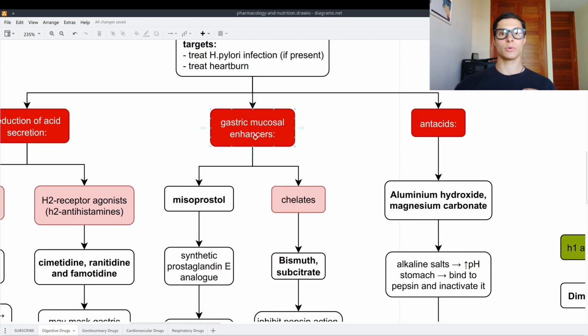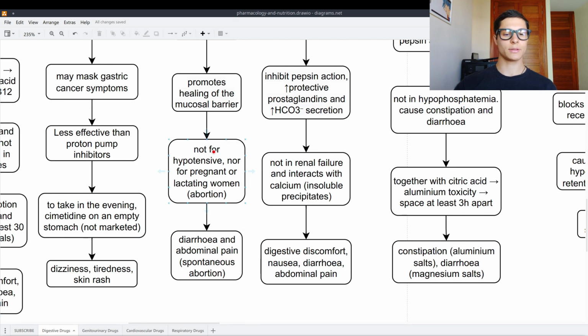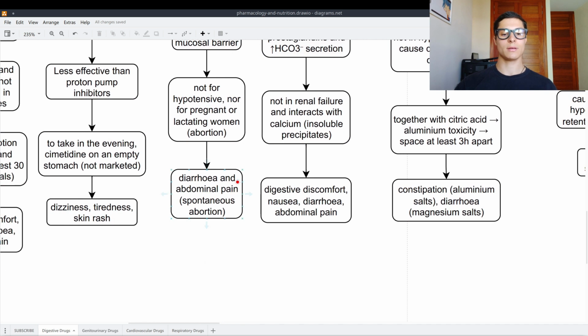Enhancers of the gastric mucosa. We have the misoprostol, which is a synthetic prostaglandin E analog, and it promotes healing of the mucosal barrier. This drug is not recommended for hypotensive people, nor for pregnant or lactating women because of abortion. Indeed, they can create diarrhea and abdominal pain and sometimes spontaneous abortion. So be careful with that.